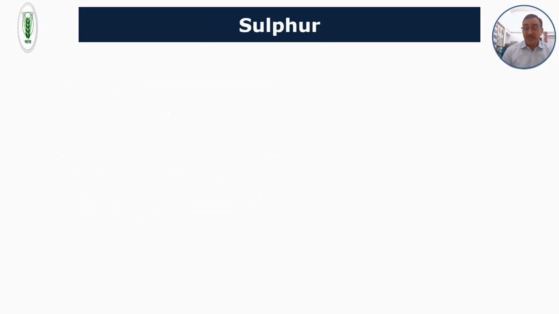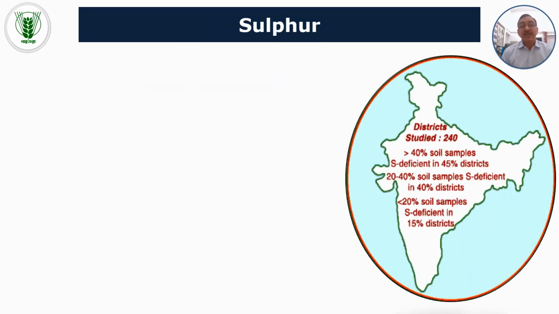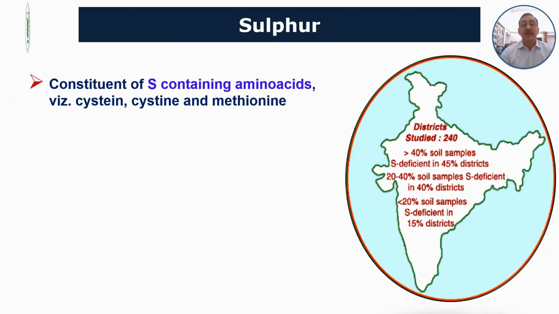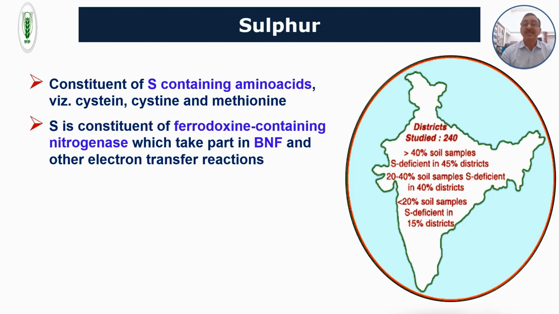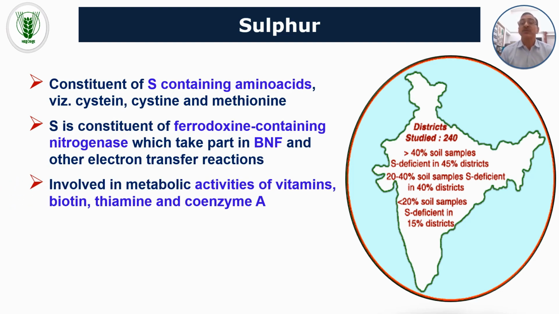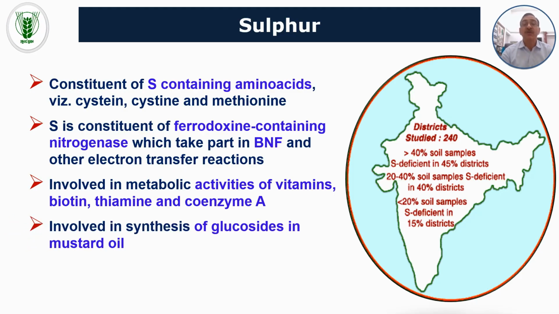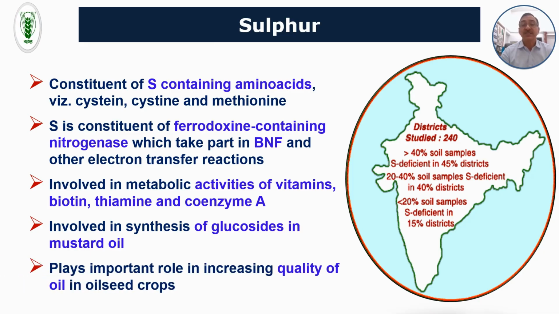So moving next to the sulfur. Sulfur is a constituent of sulfur containing amino acids, like cysteine, cystine, methionine. Sulfur is a constituent of ferredoxin containing nitrogenase, which takes part in BNF, biological nitrogen fixation. It is involved in metabolic activities of vitamins, biotin, thiamine, and coenzyme A. It is involved in synthesis of glucosides in mustard oil. In all the oilseed crops, sulfur is very important to improve the quality of the oil.